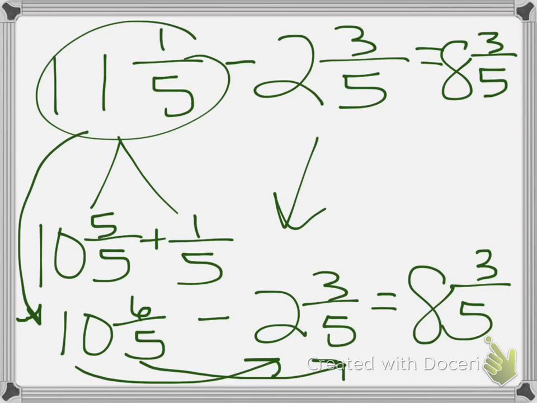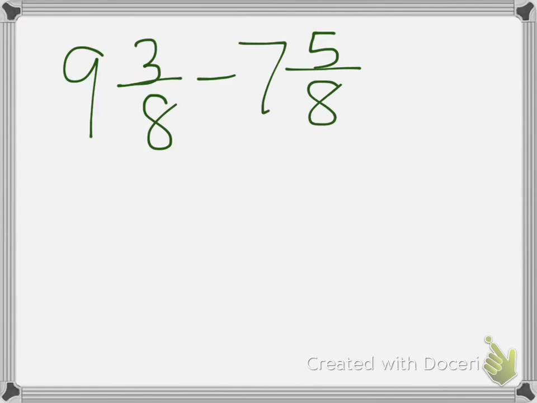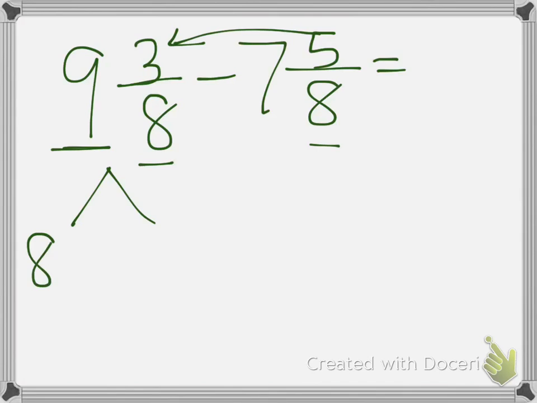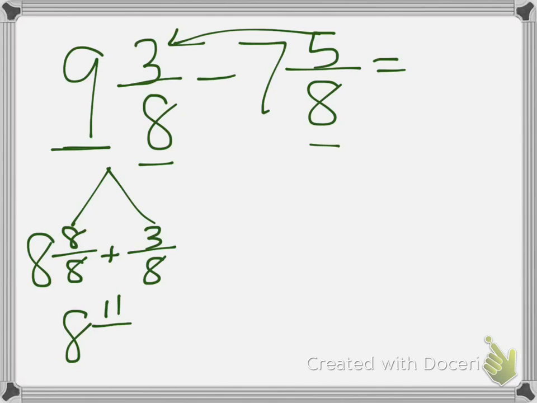Okay, same thing for the next one. I'll write down the number and then I'll tell you when to pause. And then you can push play to check your answer. 9 3/8 minus 7 5/8. All right, we're left with 8s. I can't take 5 away from 3. So I'm going to have to rename my fraction. Drop it down to 8 8/8. I'm left with 3/8. Add those together. And I get 8 8/8 plus 3/8 is 8 11/8 minus my 7 5/8.